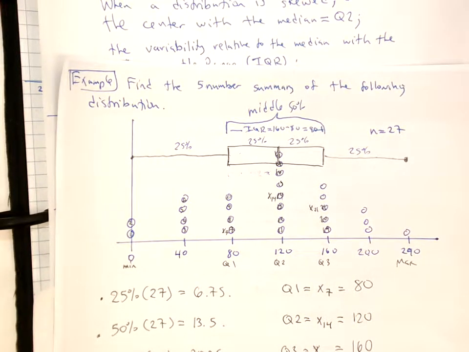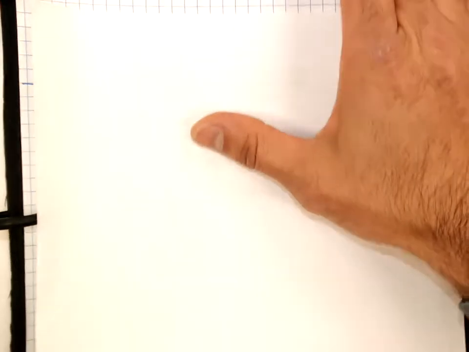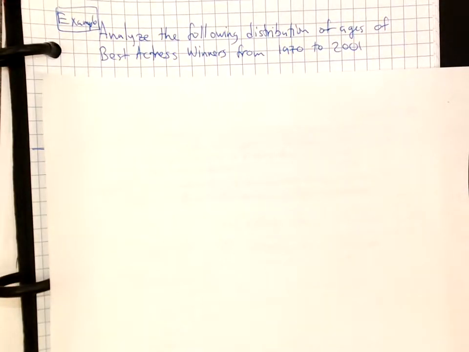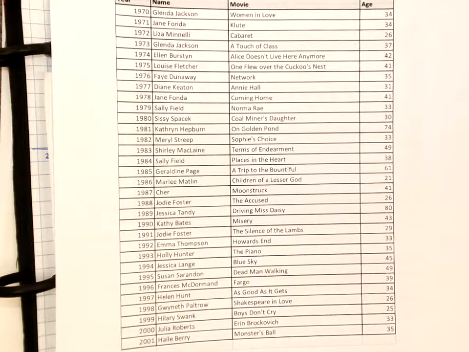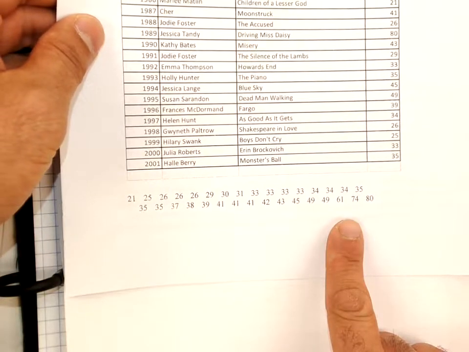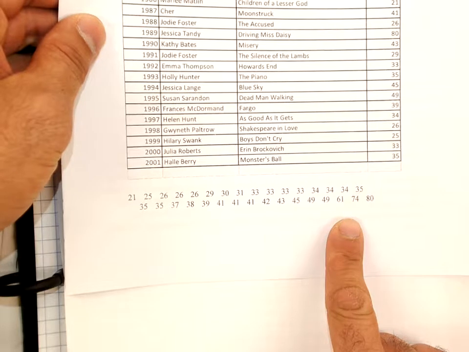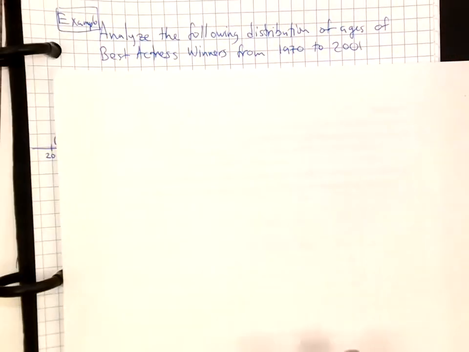So let's use this in an analysis. Here I'm going to give you an actual data set. I'm going to use graph paper for this. Analyze the following distribution of ages of Best Actress winners from 1970 to 2001. If you're interested in the actual data, here it is. You can pause it and write these values down. These are the ages of all of the Best Actress winners from 1970 to 2001.